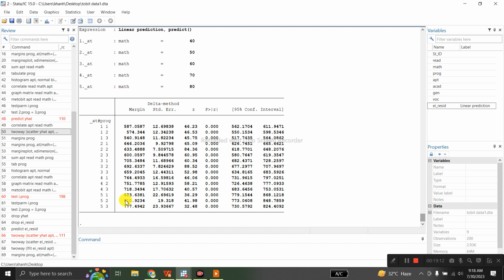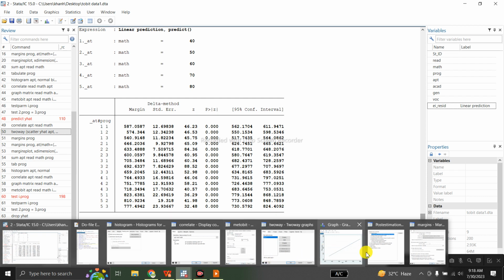If I scroll down here, it means someone who has got 80 marks in math and is in the academic program, then the marginal expected score in the aptitude test is almost 824. And for someone who scored 80 marks in maths and is in general program, his or her marginal predicted score in the aptitude test is 811, and for someone in the vocational the marginal predicted score in the aptitude score is 777. And we can also make a profile plot of this graph.